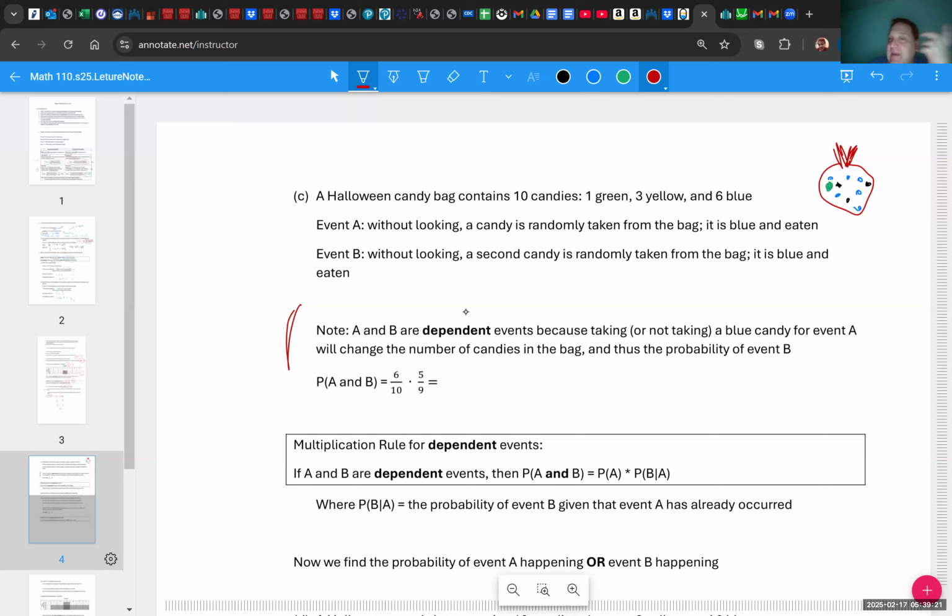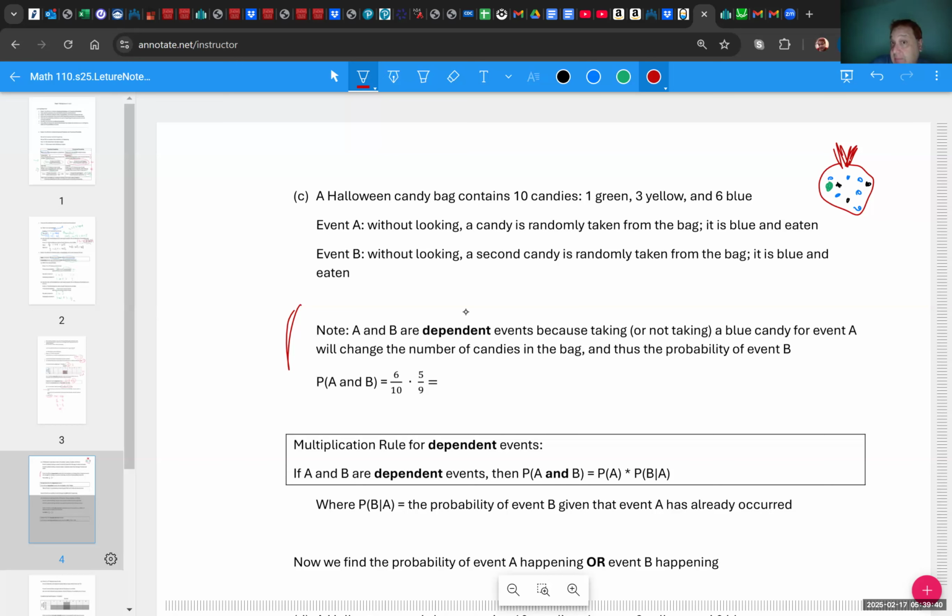So the fact that A happens will have an effect on whether B could happen, which means that whether or not I draw a blue candy out of the bag and eat it will definitely change or influence or affect the probability of my second candy also being blue, right? Because there's a different number of candies, and presumably there might be a different number of blues if I got a blue and ate it. So these are dependent events. So what's going to happen here?